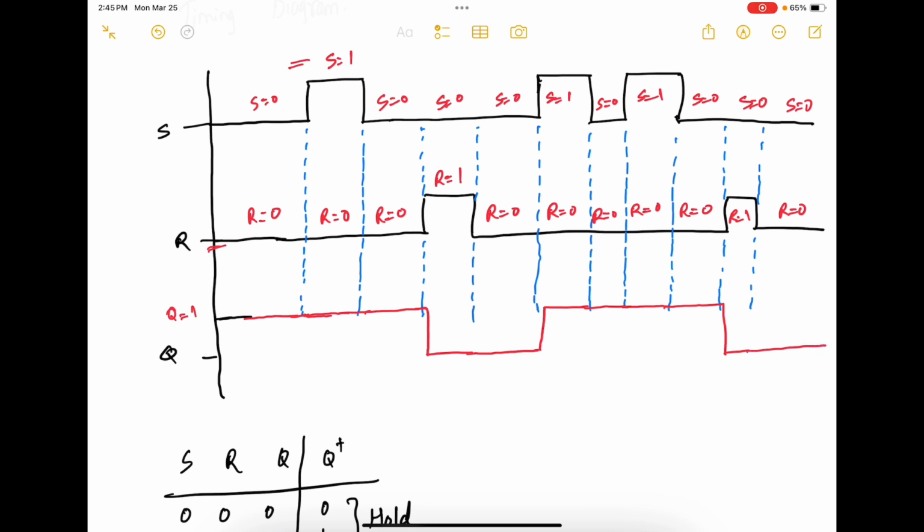So this is the output of Q, or the timing diagram for Q. Again, you will be given S, you'll be given R, and the initial value of Q. So depending upon how S and R are varying, you should be able to trace the diagram for Q.